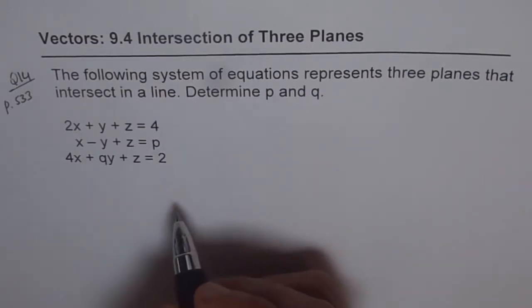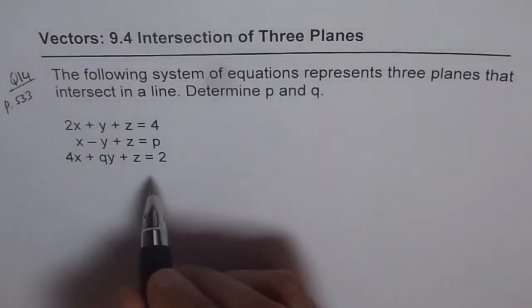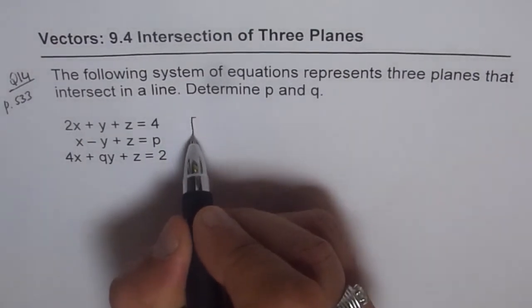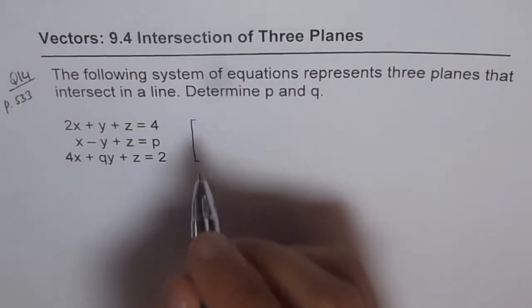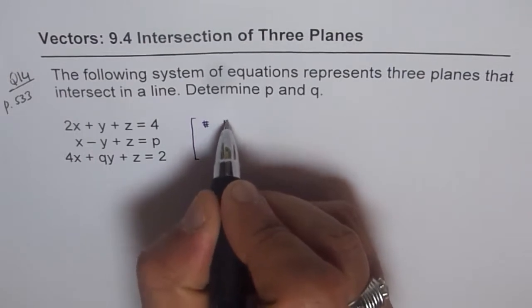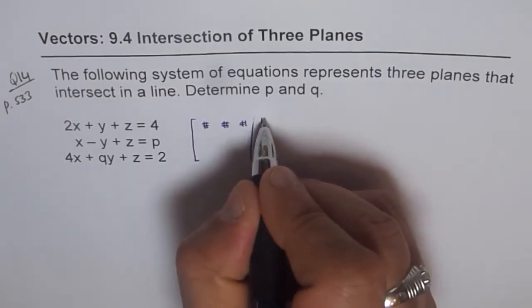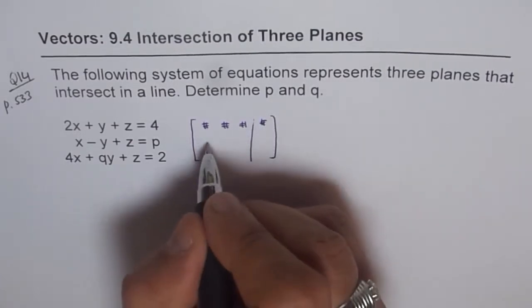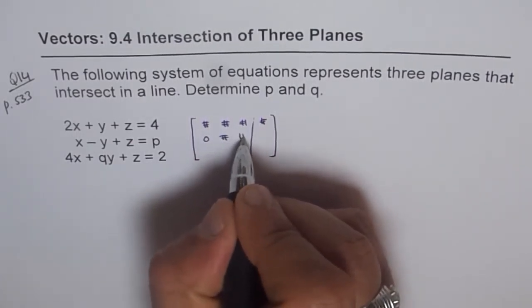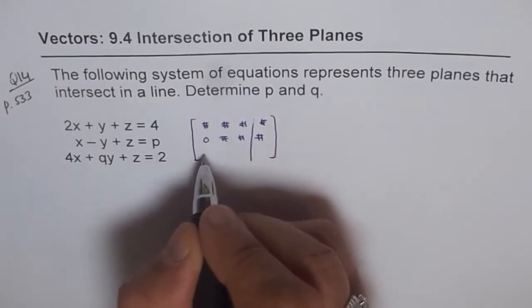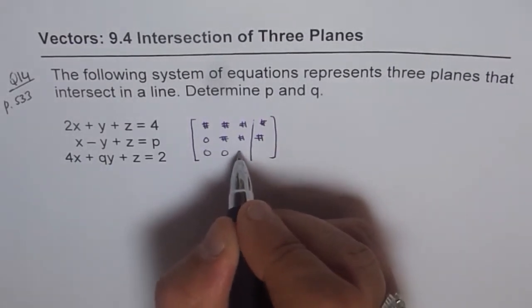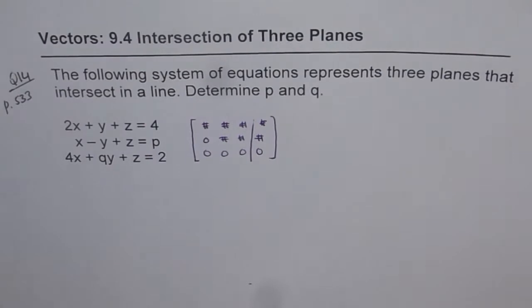So what I'm trying to say here is, when we write in the matrix form, then we expect a matrix which will be kind of like this. So this line will be all zeros, right? So that means one parameter, and that means that the intersection is a line, right? So that is how we are going to solve this equation.